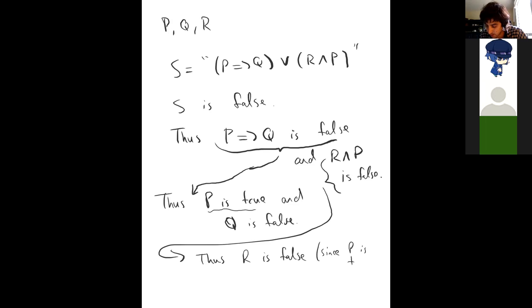Does that make sense? Are there any quick questions about that? So in summary, we have P is true, Q is false, R is false. Nice. Well, I'm happy to hear that.